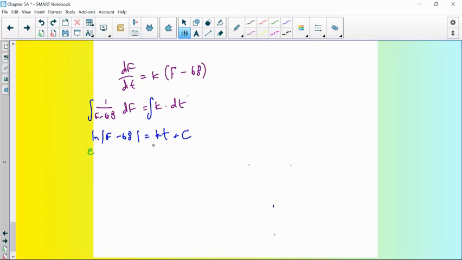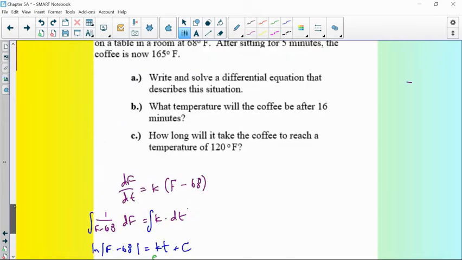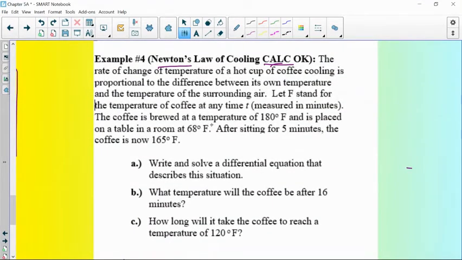So e and ln cancel. We get F minus 68 is equal to, remember that's a big constant that we'll put in front, C e to the kt. Add the 68 over, and so now we have a function of temperature, C e to the kt plus 68. Now, the initial time, right? The coffee is brewed at a temperature of 180 degrees. So that would be how hot it is at t equals 0.